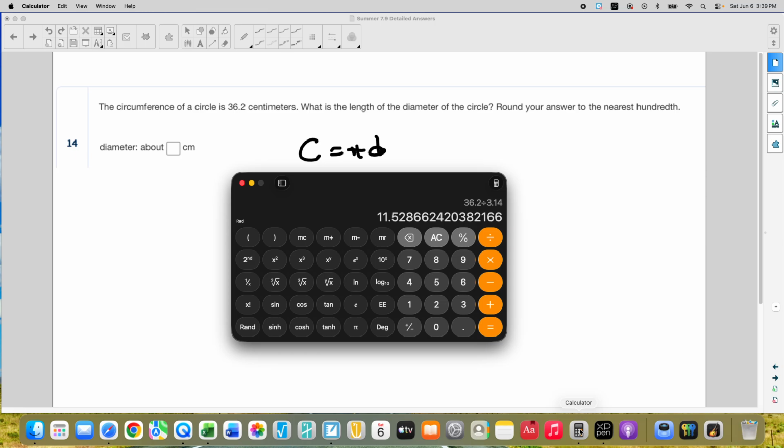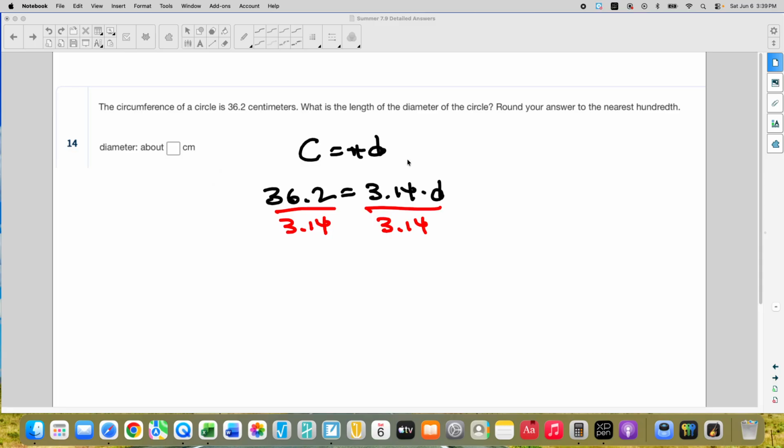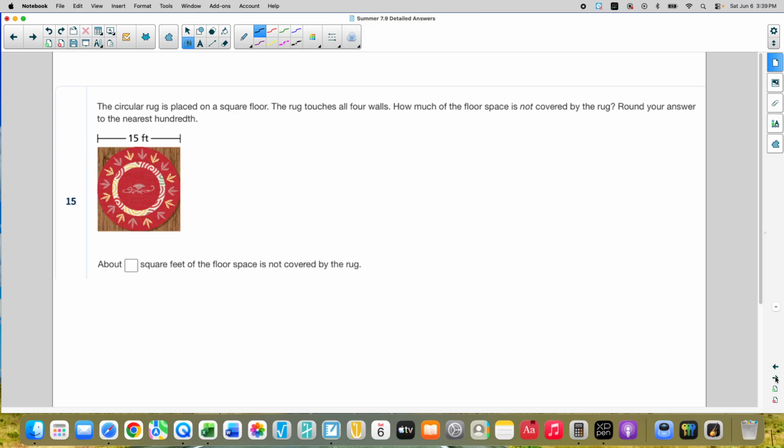and we're rounding to the nearest hundredth. So hundredth would be here. So we're going to round that up. So that's 11.53. Don't want it in red. 11.53 centimeters. Good. Kind of cool.